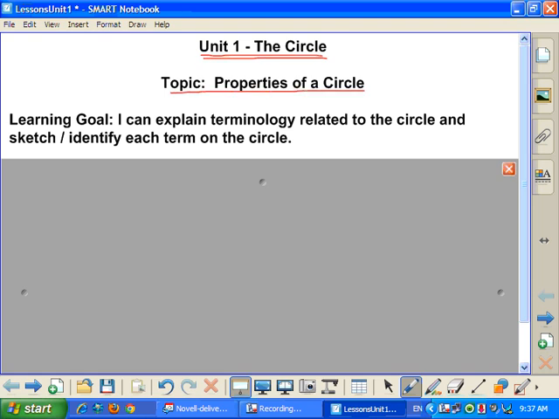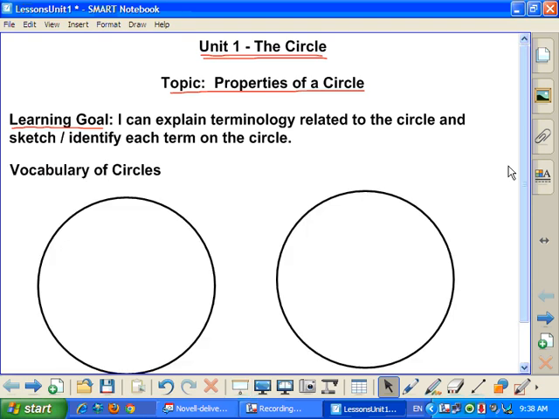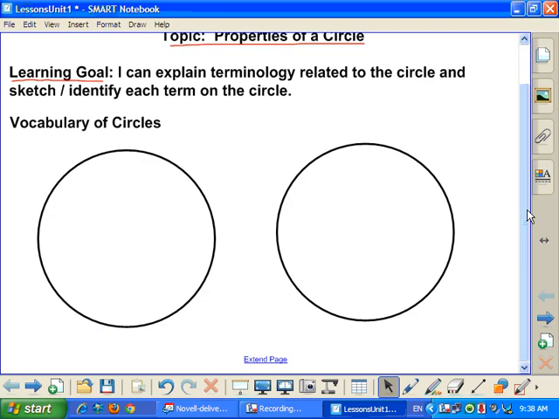And now I want to look at the learning goals. So what do I want you to be able to do by the end of the day? I want you to be able to tell me what the terminology is related to a circle, and then I want you to be able to identify it and sketch it on a circle. All right, so let's start looking at some of the properties. So I have two blank circles here. We're going to add some stuff in.